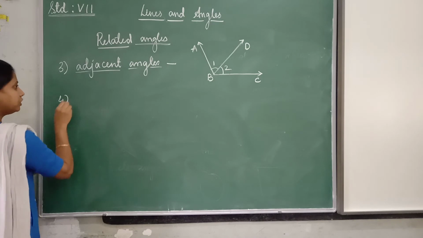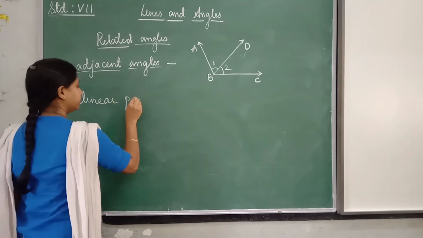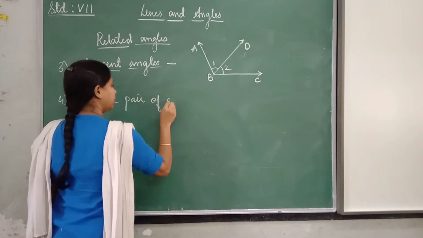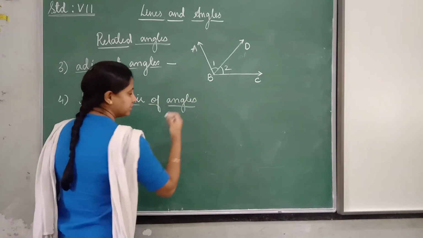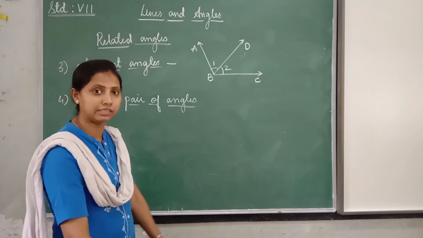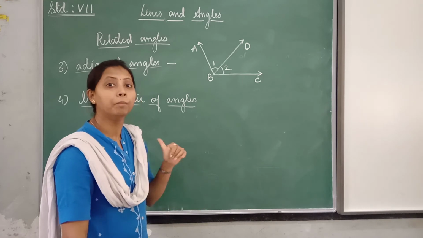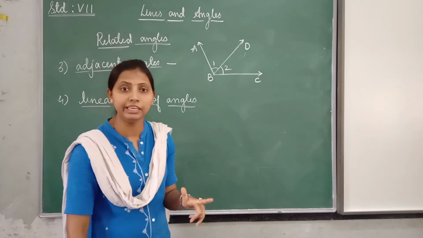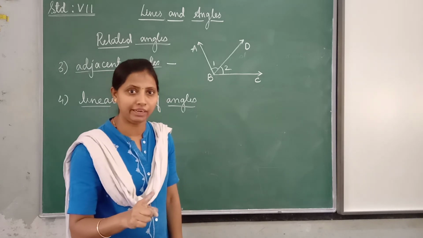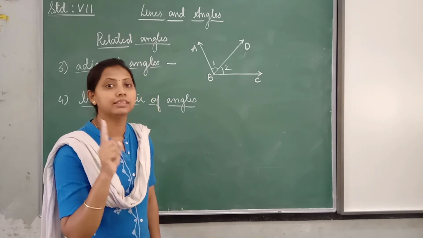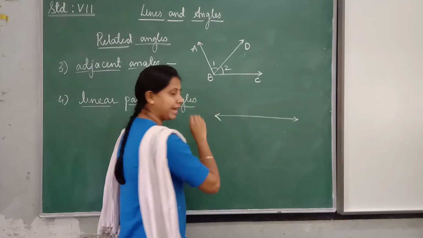Then next, coming to linear pair of angles. What do you mean by linear pair of angles? A linear pair is also an adjacent pair of angles, but the only difference is that in a linear pair the sum of the adjacent angles will be exactly 180 degrees. Then that pair is said to be a linear pair of angles. So always a straight line.